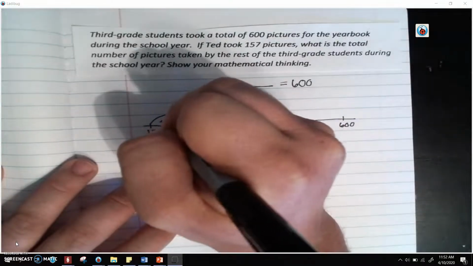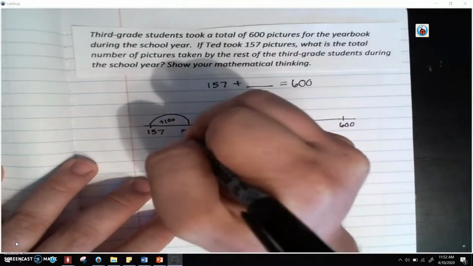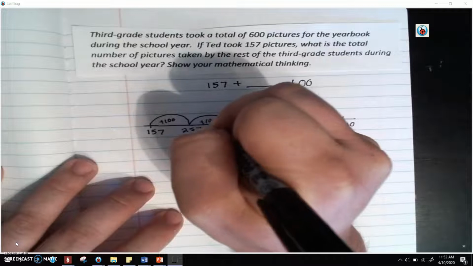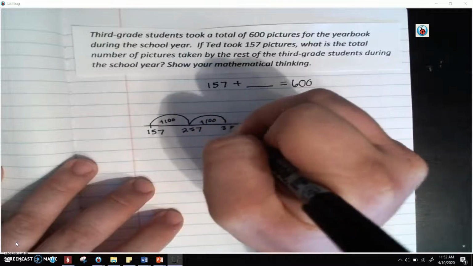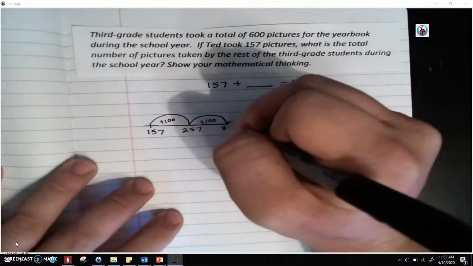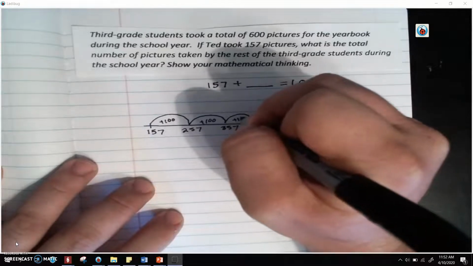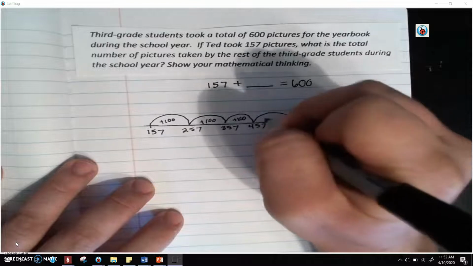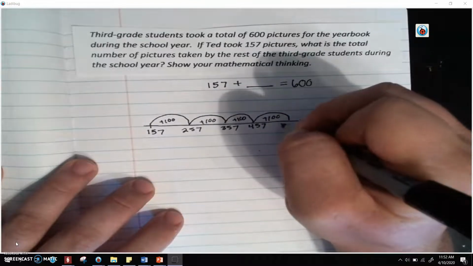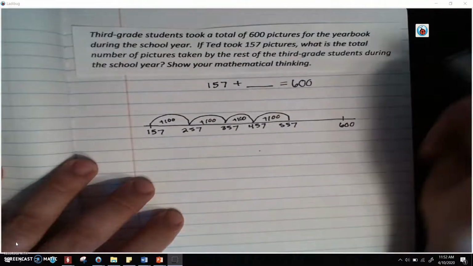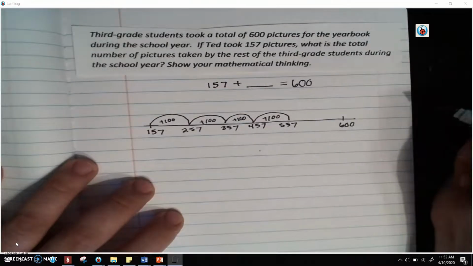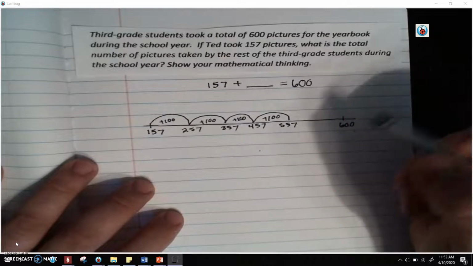So 157 plus 100 will give me 257. I'm going to add another 100. That would give me 357. I'm going to add another 100. 457. Still not there, plus 100. 557. Now I'm getting closer. I know if I add another 100, that would be 657, and I'm going to go too far. So now I'm going to start adding tens.